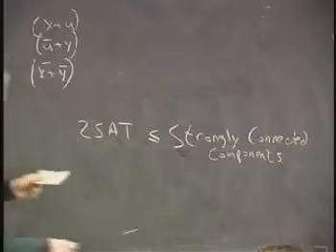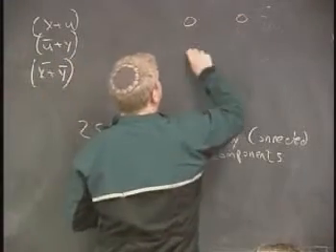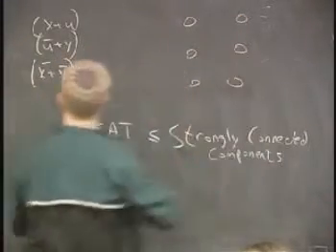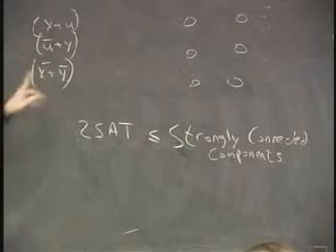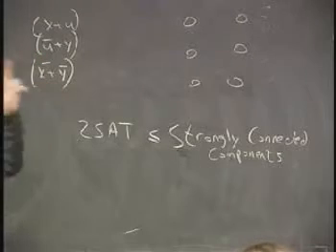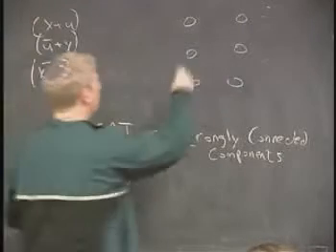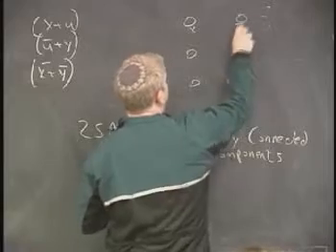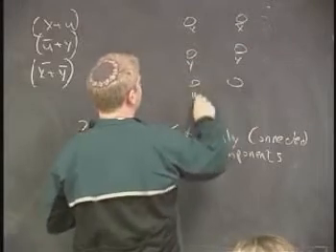Here's what we're going to do. We're going to look at the variables here. We have x, u, and y. For every variable, we're going to make 2 nodes. One represents x, one represents x bar, y bar, and u bar.